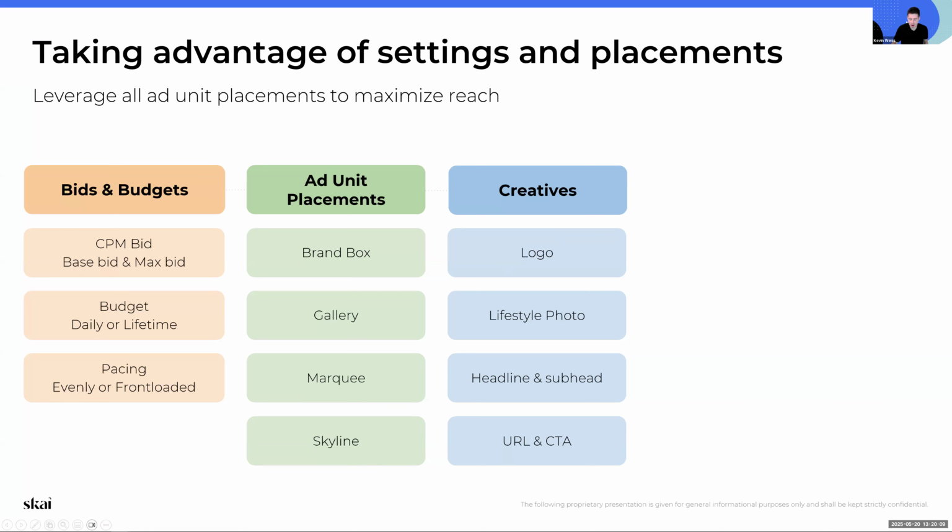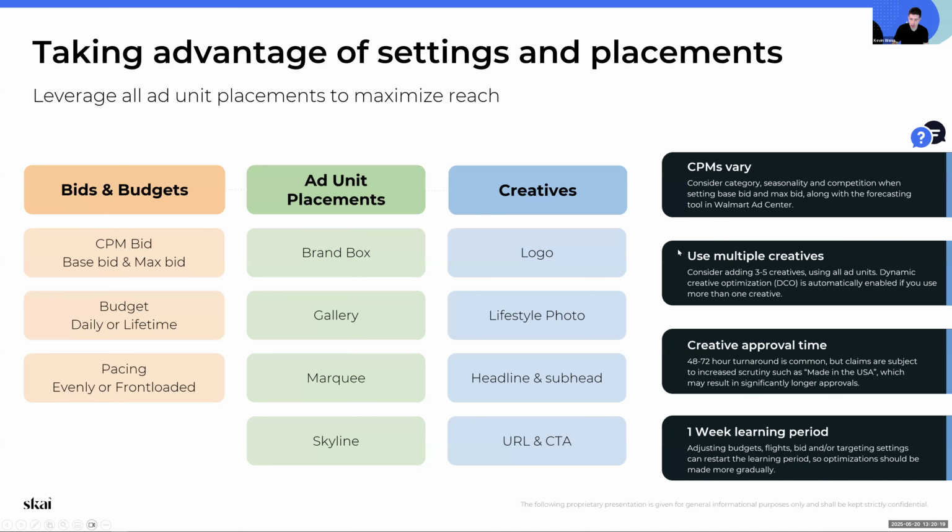And again, with all these different combinations, absolutely use all of the ad unit placements: brand box, gallery, marquee, skyline. You should definitely do that for all of them, because that's going to maximize reach and increase the shoppable moments that you can capture. CPMs are going to vary. I've got a case study that will mention what we've seen for CPMs, but just remember that your category, seasonality, and competition are all factors. And there's an amazing forecasting feature within Walmart Ad Center that you can use to dial those settings in and understand what your reach is going to be.